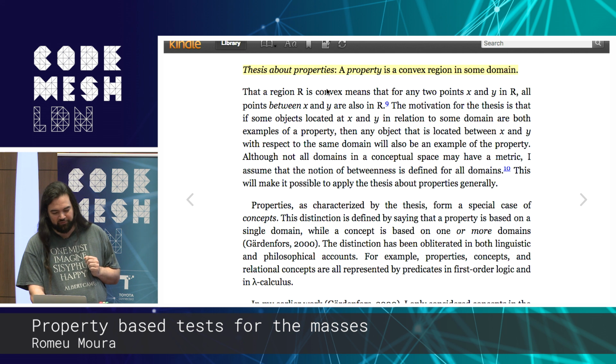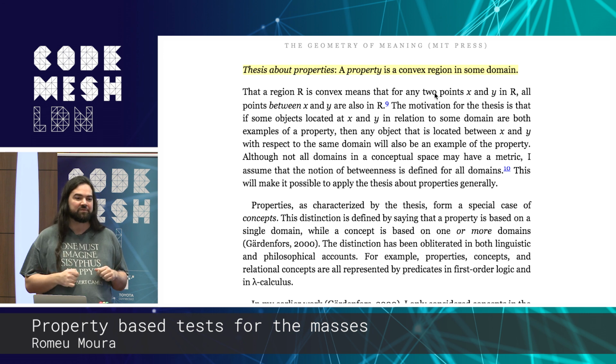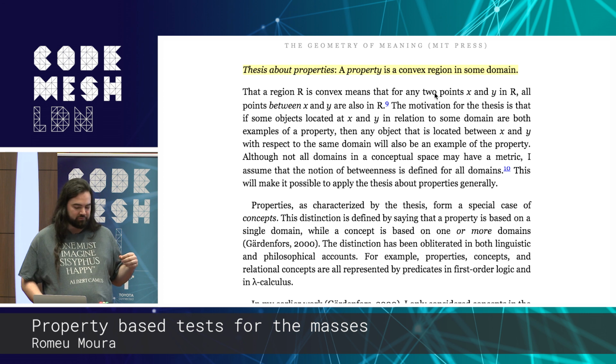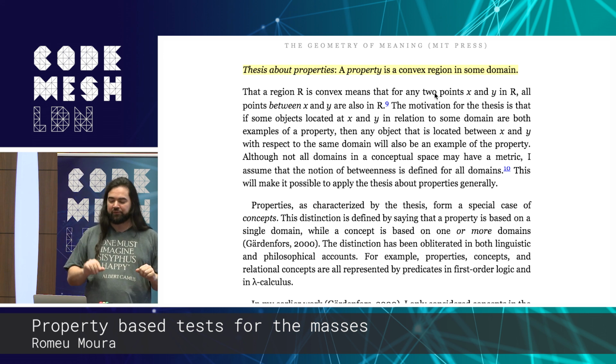So he said that something is convex when, between two points x and y, all points between them are also in the same subset. This is a very mathematical definition. Let's try to make this clearer. This is a geometrical metaphor. When you look at some region, if you can say that between those two points, everything between them belongs in the same area, you're saying this is a convex region.